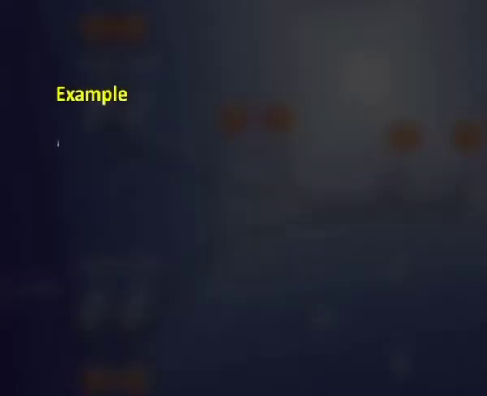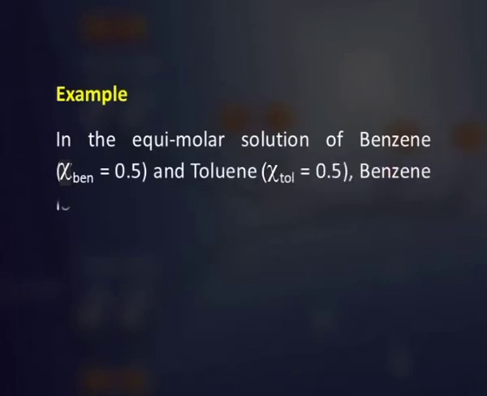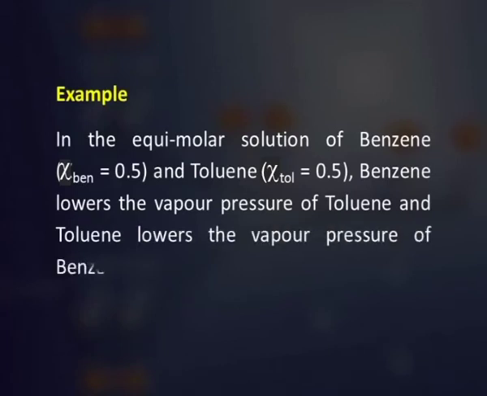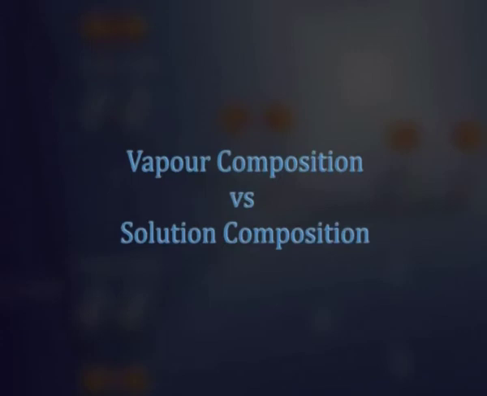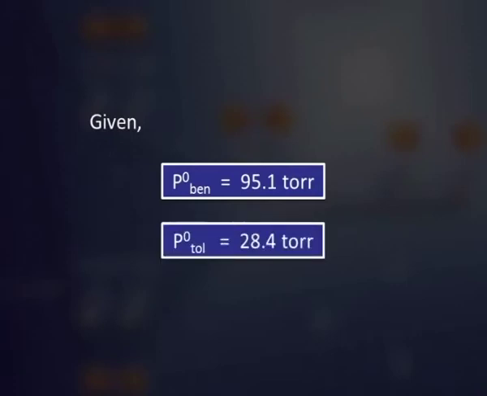Now, we are going to discuss an example which is related to liquid-liquid binary solution and Raoult's law. This is also related to Dalton's law. In the equimolar solution of benzene with mole fraction equal to 0.5 and that of toluene with its mole fraction equal to 0.5, benzene lowers the vapor pressure of toluene and toluene lowers the vapor pressure of benzene. Compare vapor composition versus solution composition. Here, P naught benzene, the vapor pressure of pure benzene, is equal to 95.1 torr and the vapor pressure of pure toluene is equal to 28.4 torr.